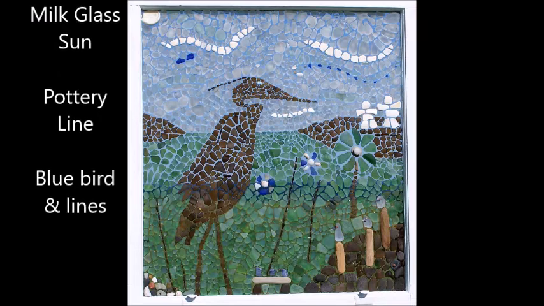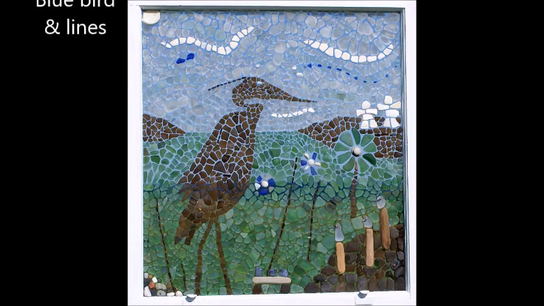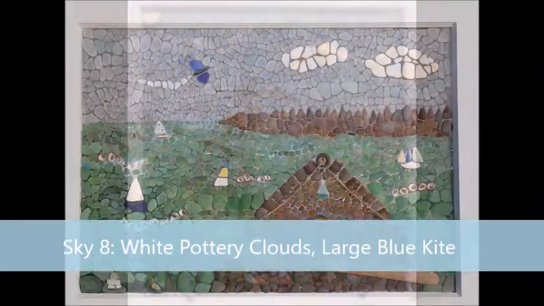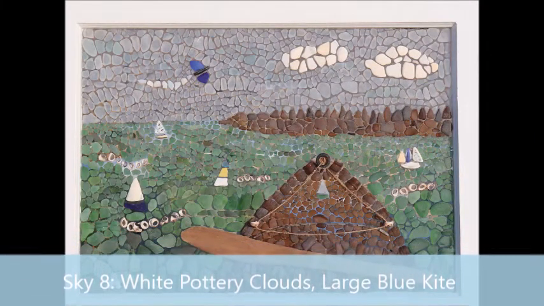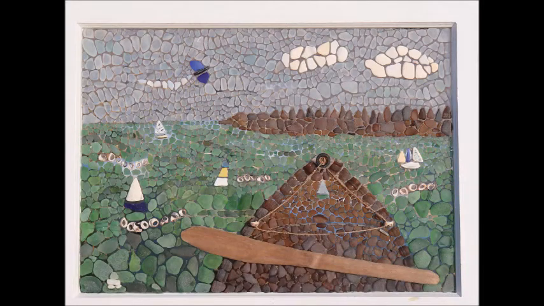So this sky has a really cool milk glass sun, and then I've used some pottery pieces to make those lines through the sky, and then the blue lines and a blue bird. And you also see the heron and the inukshuks in the foreground on this one. And this sky features a few more of those great big puffy clouds made with white pottery pieces. And then there's a kite with a tail behind it, which is also something a little bit different, always looking to make something a bit different.